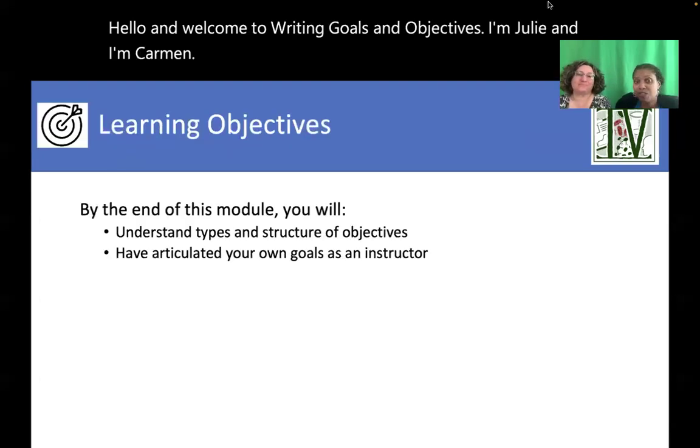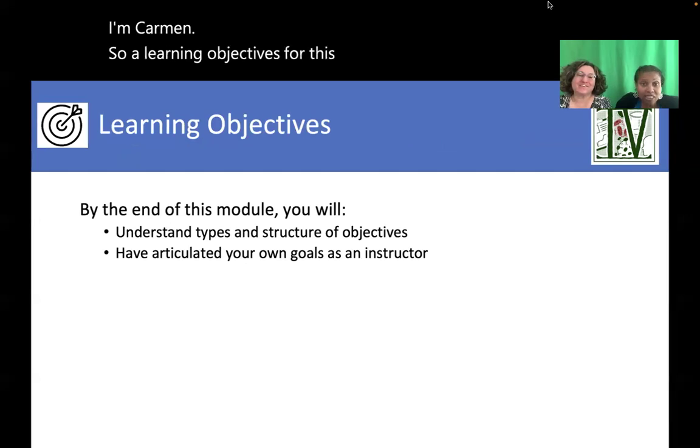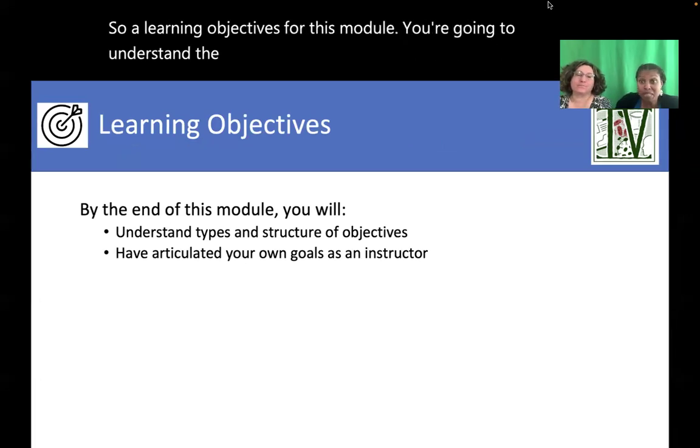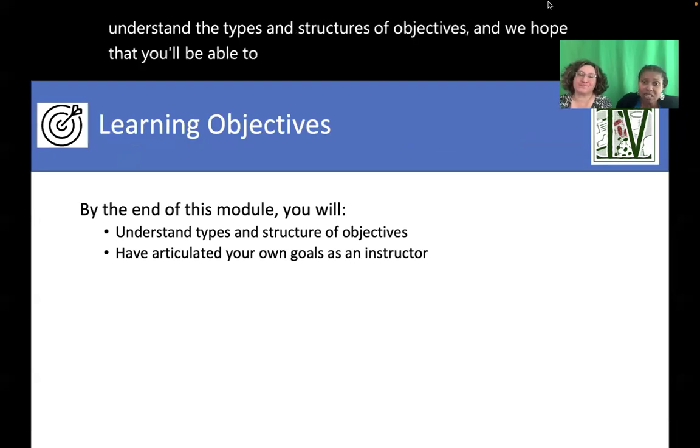So, learning objectives for this module. You're going to understand the types and structures of objectives, and we hope that you will be able to articulate your own goals as an instructor.